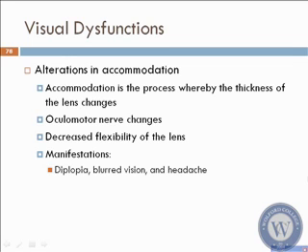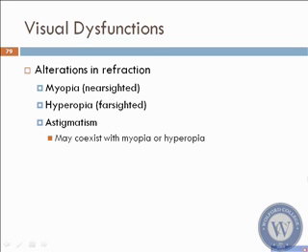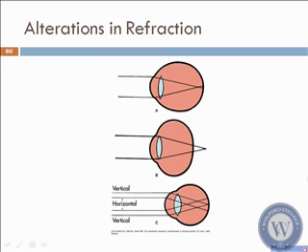You can also get alterations in accommodation. Accommodation is a process whereby the thickness of the lens is changed, and this is an oculomotor nerve change. It decreases the flexibility of the lens. This actually happens normally with age. Its manifestations include diplopia, blurred vision, and headaches. You may also get refraction errors, which are myopia, hyperopia, and astigmatism. Of course, these are all things you go to optometrists for. This is the kind of thing you'll see. Normally the eye should focus on the retina. Okay, in different forms, you can see that the eye will be focused posterior to it. That's why you put glasses on people, or too anterior to it.